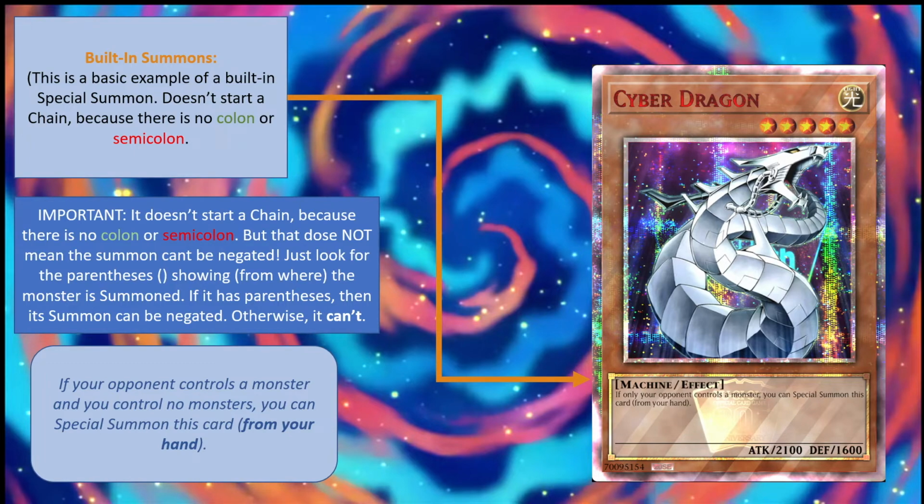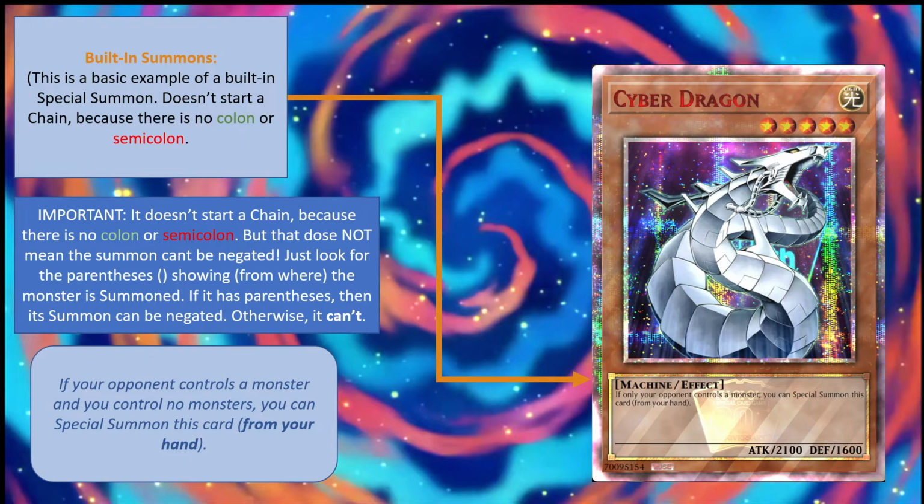We have to look at the parentheses showing from where the monster is summoned. If it has parentheses, then its summon can be negated, otherwise not. So that's also something that you really have to be focused on: where is my opening? Where can I react to this? Because if the card doesn't have parentheses, so the little brackets, you can't even react to this.